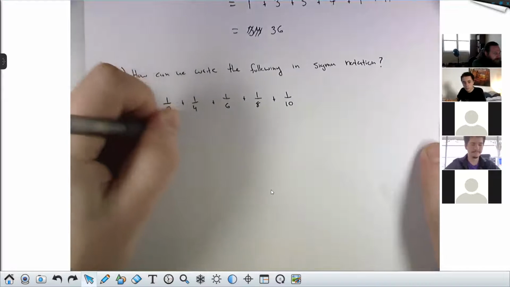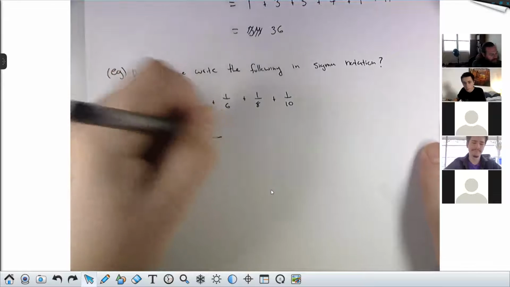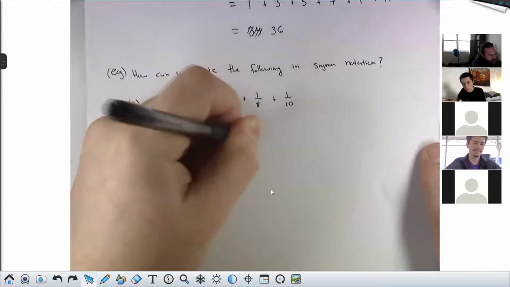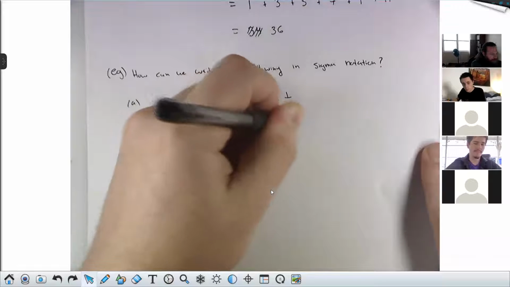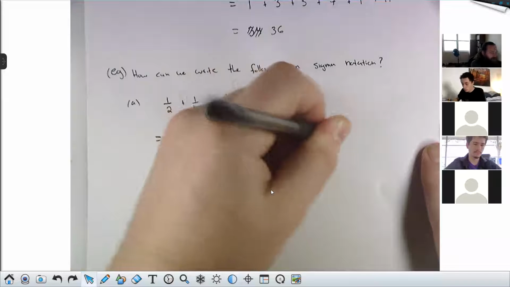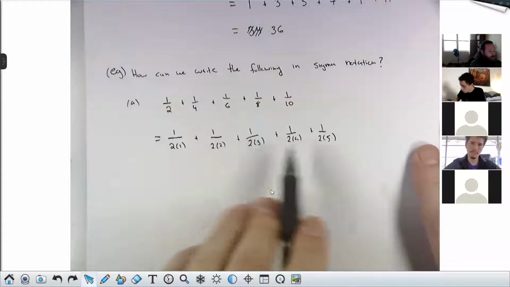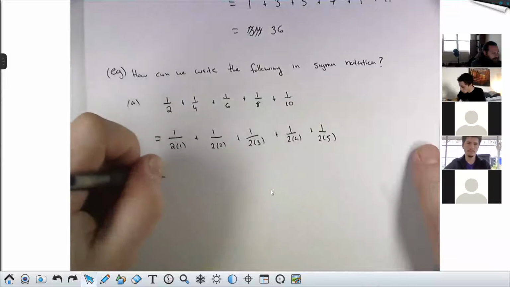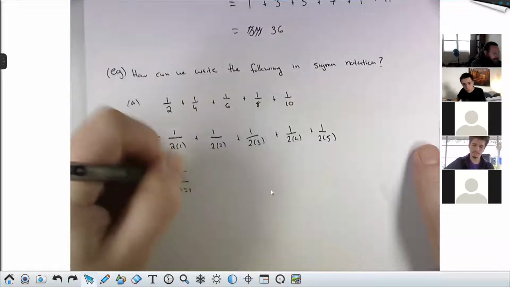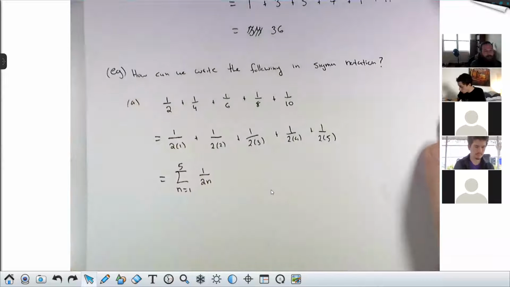If it doesn't jump out right away, you could try to recognize it as 1 over 2 times 1 plus 1 over 2 times 2 plus 1 over 2 times 3 plus 1 over 2 times 4 plus 1 over 2 times 5. So here's n equals 1, n equals 2, n equals 3, n equals 4, n equals 5. This would be sigma from n equals 1 to 5 of 1 over 2n.